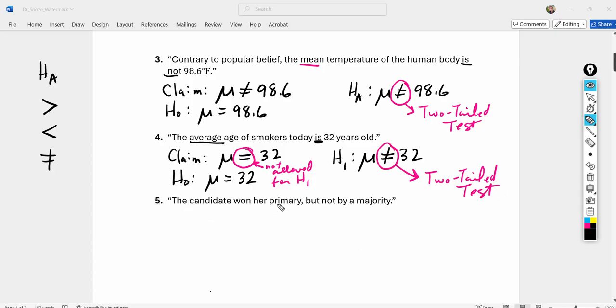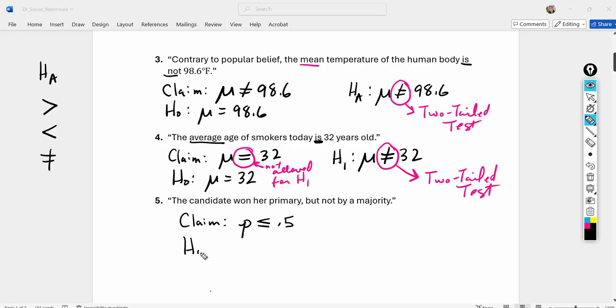Okay, now the candidate won her primary, but not by a majority. So the claim now, we're looking at a proportion. And so the proportion for that candidate that won, she got the most votes, but she did not get a majority. So her proportion of votes, basically she got less than or equal to 50%. You have to get more than 50% to be a majority. And I'm not going to write 50%. The proportion needs to be a number between 0 and 1.